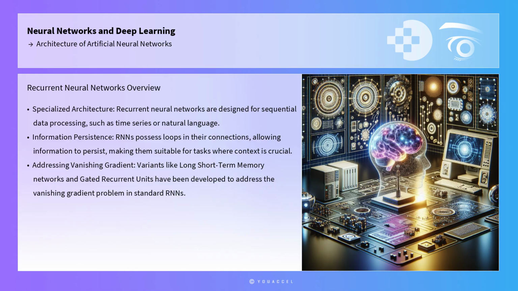Recurrent neural networks are another specialized architecture designed for sequential data processing, such as time series or natural language. RNNs possess loops in their connections, allowing information to persist, making them suitable for tasks where context is crucial. Variants like long short-term memory networks and gated recurrent units have been developed to address the vanishing gradient problem in standard RNNs, enabling them to learn long-range dependencies effectively.